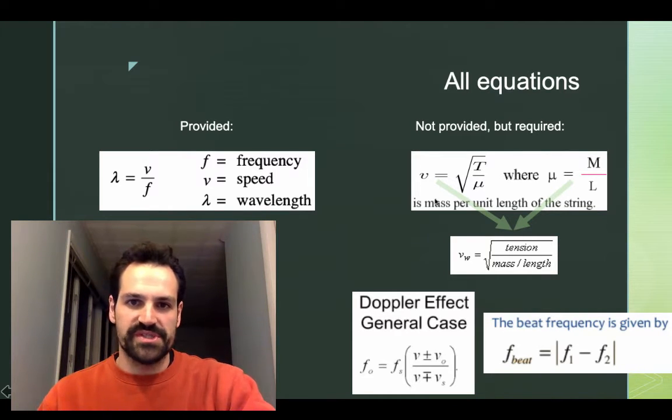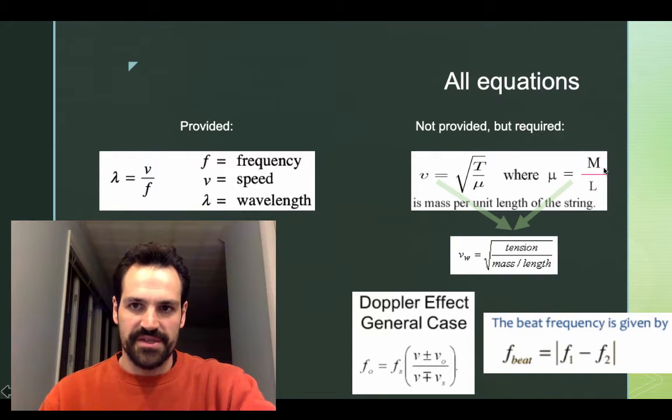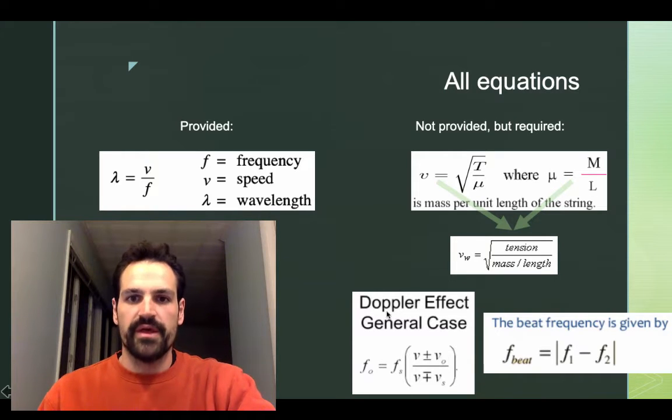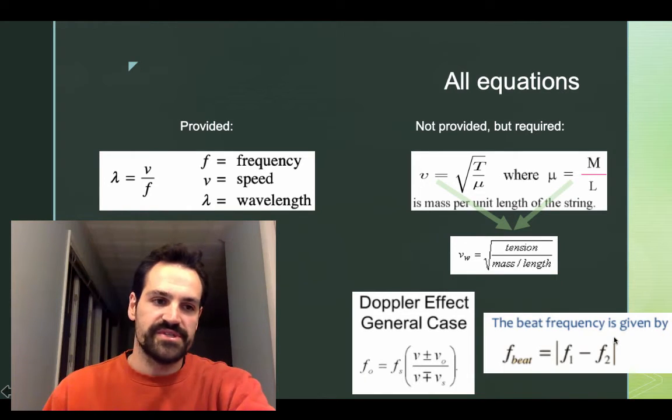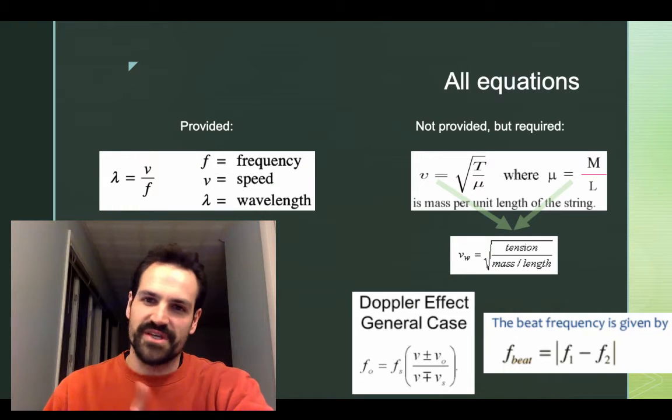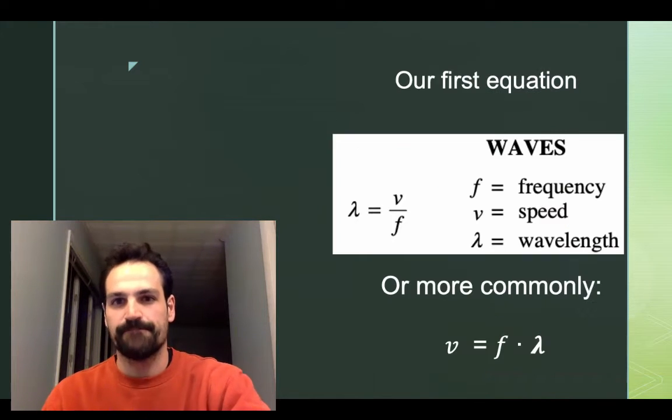This one discusses how the speed in a string is related to the tension in the string and the density of the string, which collapses into one equation. This one discusses the Doppler effect, and this one discusses beats. And again, we'll discuss each one of these in depth as we go through, so I don't want to take too much time right now and discuss them now.